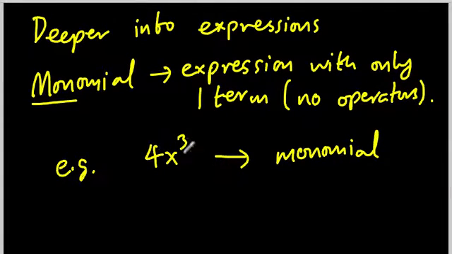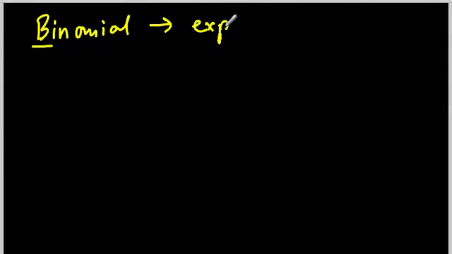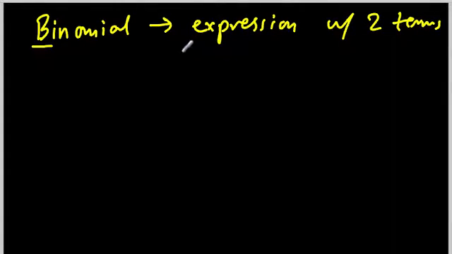And the other thing you'll notice is that there are no operators. There's no plus, minus, division, multiplication. So therefore, it just remains a monomial. So this is one term. What happens if we have two terms? Well, if we have two terms, that is called a binomial. As I'm sure you know, the word bi means two. So it's an expression with two terms, separated by an operator.